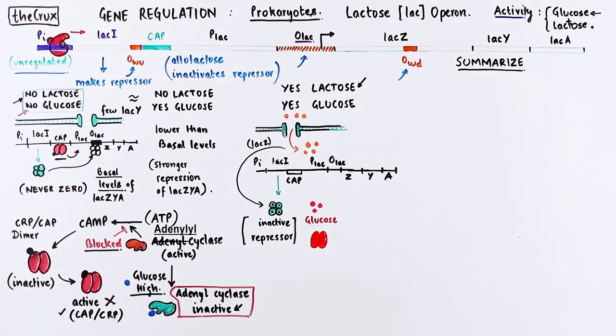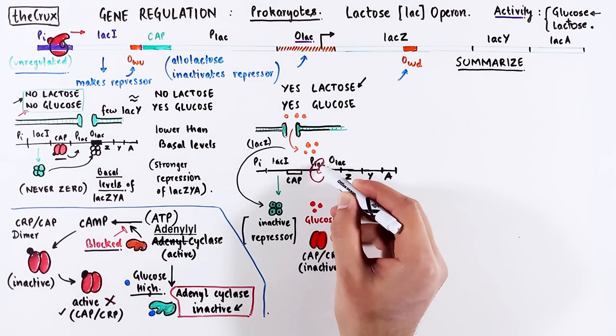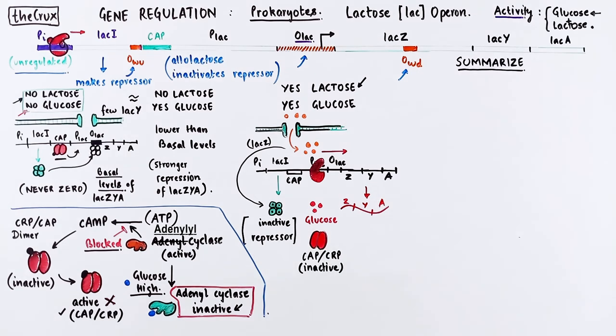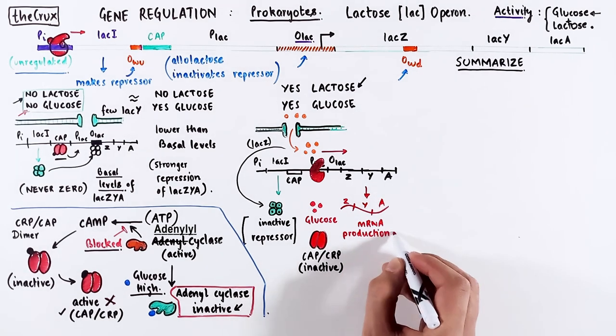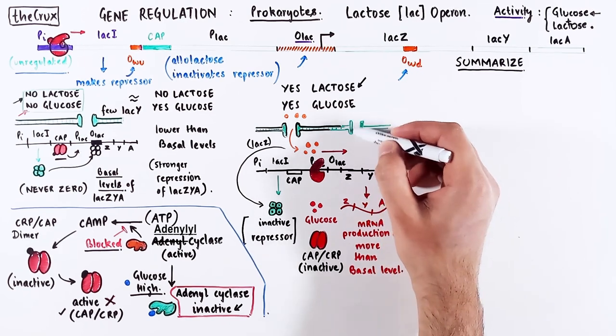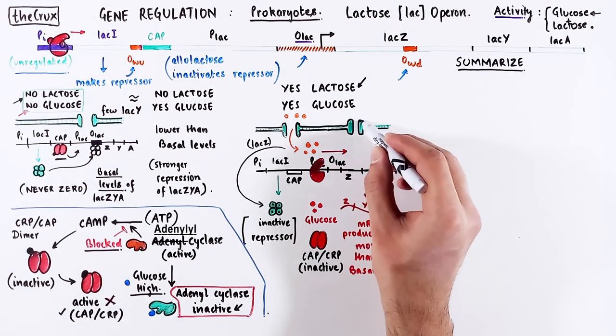But the catch here is that glucose is also present, so it prevents the CAP from being activated through the mechanism that we discussed earlier, which means that the RNA polymerase will initiate transcription without the help of the CAP protein. So, long story short, there is some mRNA production in this case, which is higher than basal level, but it's not crazy high. So we'll see some increase in the Z, Y, and A proteins in the cell.